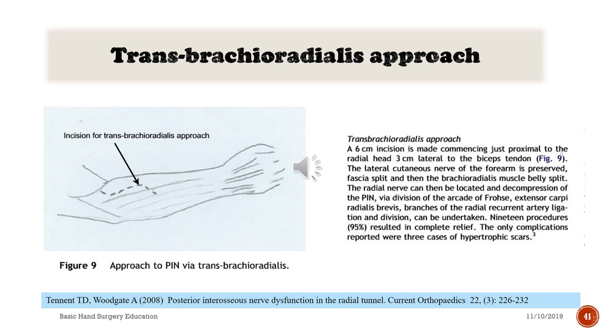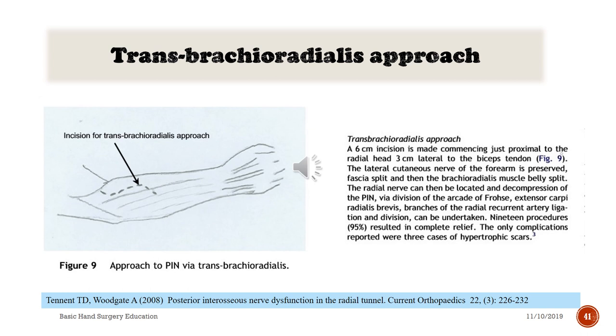The transbrachioradialis approach. In this approach, a 6 cm incision is made, commencing just proximal to the radial head, 3 cm lateral to the biceps tendon. Look at the figure. The lateral cutaneous nerve of the forearm is preserved. Fascia splits and then the brachioradialis muscle belly splits.